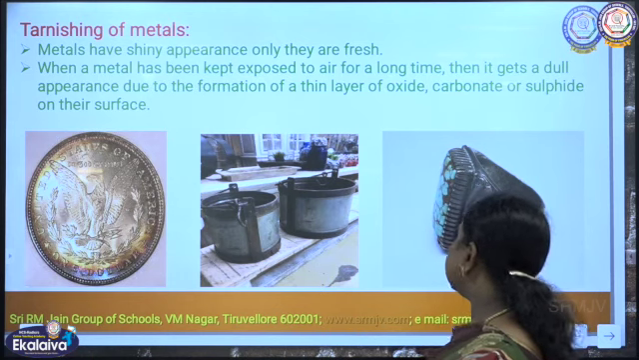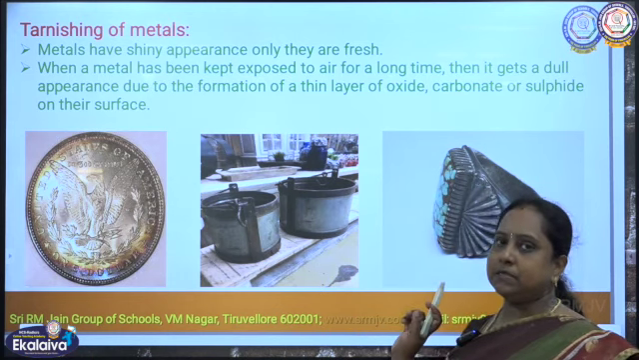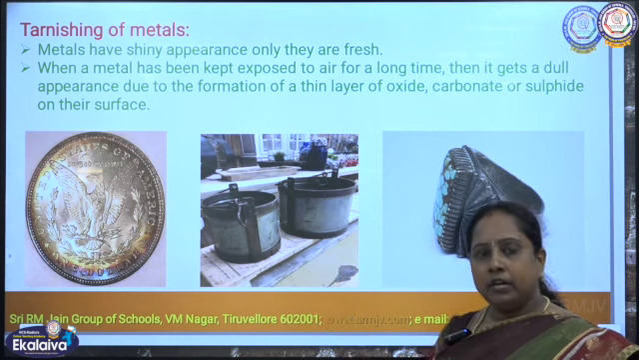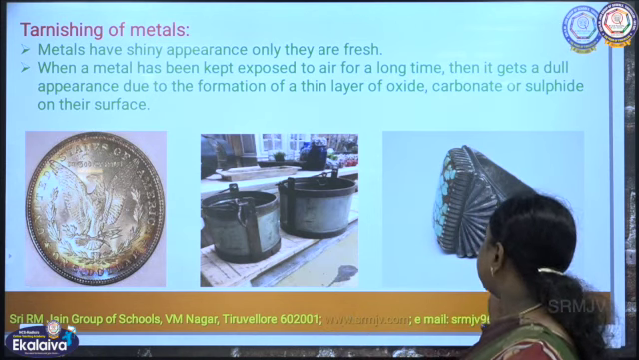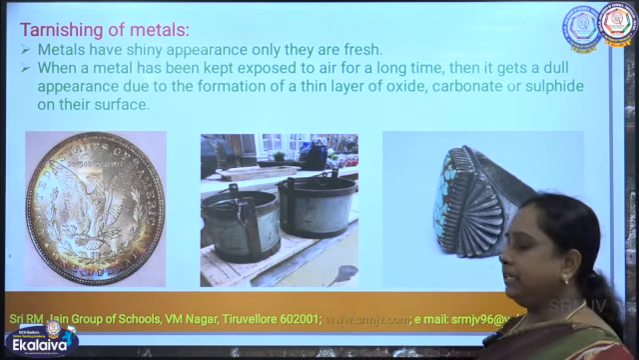Rust is nothing but a combination of iron with moisture and oxygen. And next, this is a silver metal. Silver metal becomes black due to the attack of sulfur from the atmosphere.